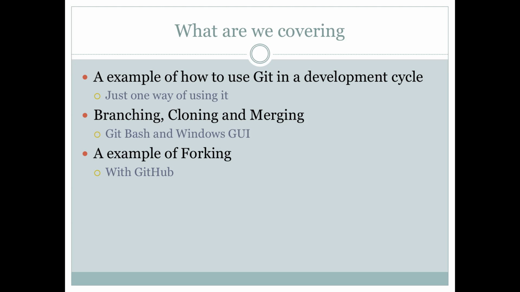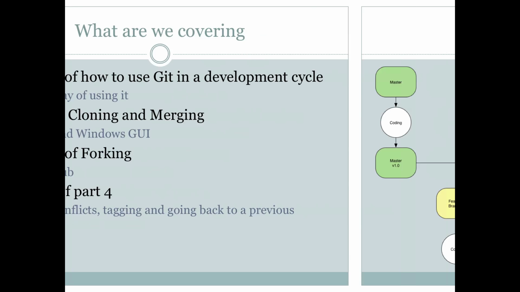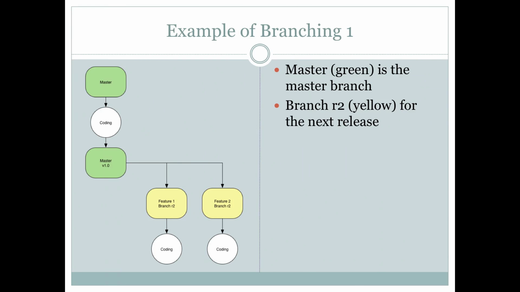After both demos are complete, we will do a new example on the concept of forking using GitHub. Lastly, we will be going over a quick overview of what we're going to be discussing in part 4 of this video tutorial series. Okay, so let's get started with our example.